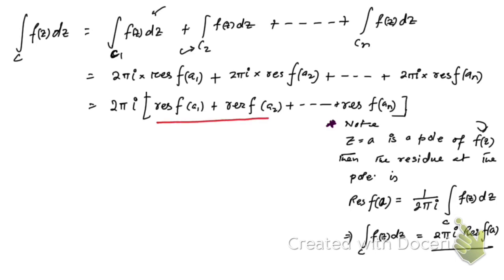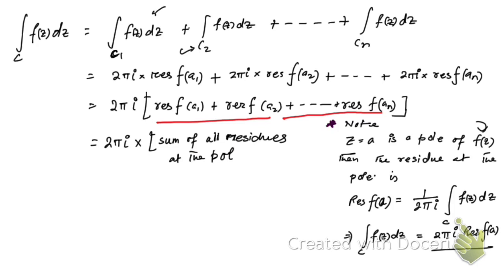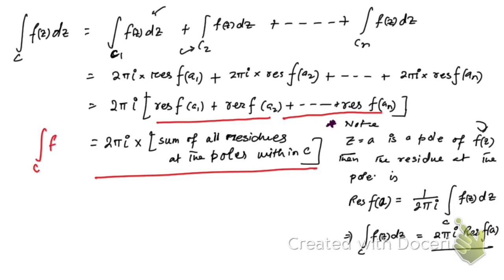So what does it mean? This is sum of all the residues at the poles of the function. So this is equal to 2 pi i cross sum of all the residues at the poles within the curve C. Okay, so this is what residue theorem says. This is the residue theorem, hence proved. So hope you have understood this. Now let us solve two problems using this theorem.